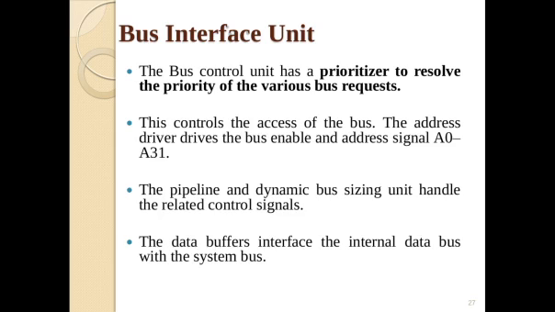The data buffers interface the internal data bus with the system bus. So between the system bus and the data bus, the data buffers are there. Buffers are memory slots which store data for a temporary time. We need to store the data in a buffer if the internal data bus is faster than the system bus, or if the system bus is faster than the internal data bus. The speed is not the same for both buses; they are not operating at the same speed. So to match the receiver's speed, we are using data buffers. So that is the use of data buffers.